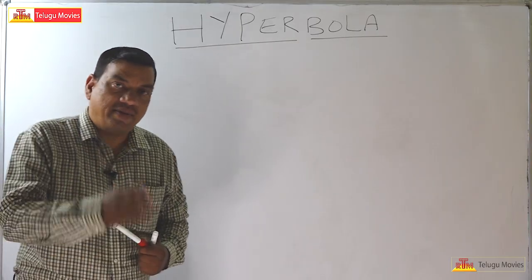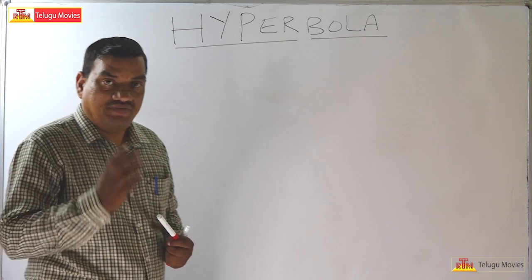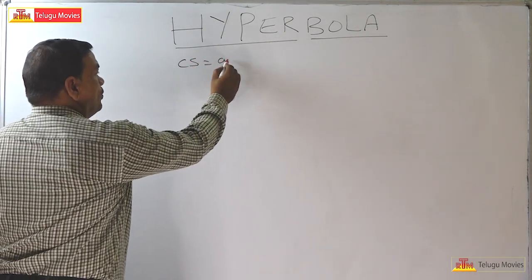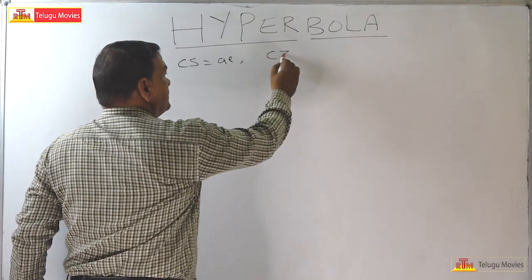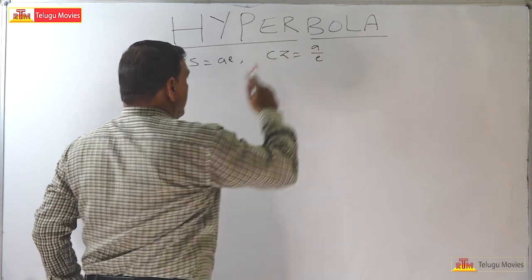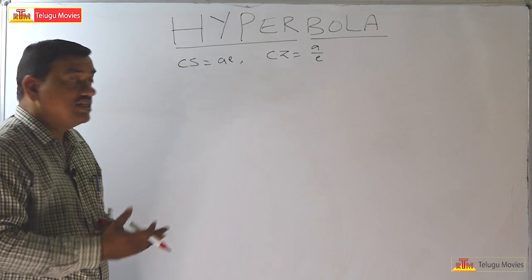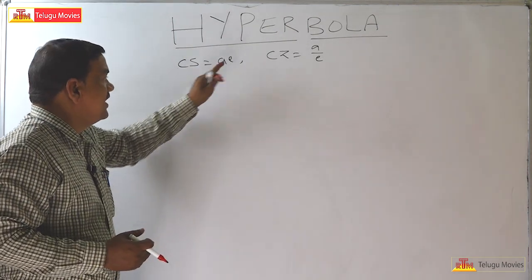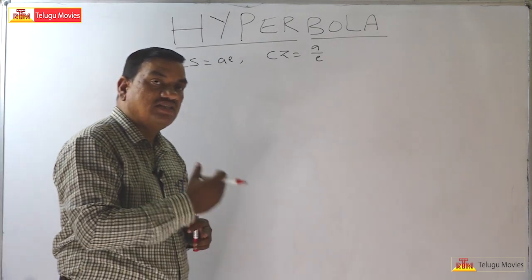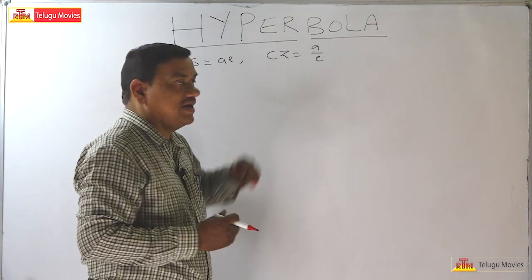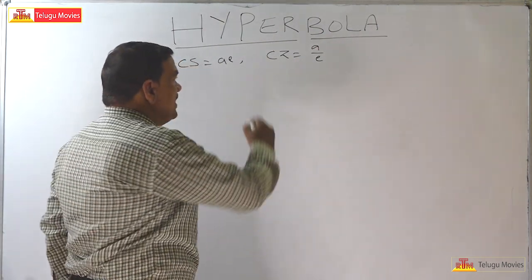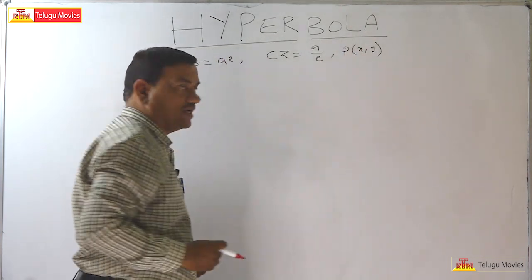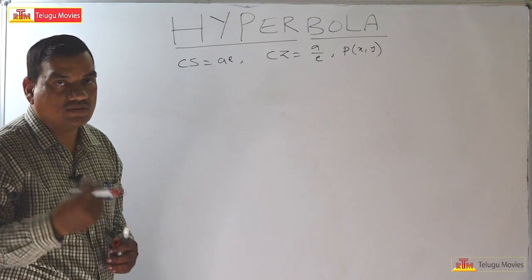Welcome to the remaining part of the derivation. So we got CS is equal to ae and CZ is equal to a by e. That is, the distance between the center and the foci is ae, and the distance between the center and the directrix is a by e. Let P(x, y) be any point in the locus.